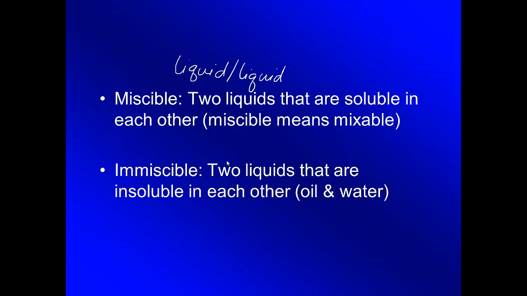Okay, so if it's immiscible, then those are 2 liquids that are insoluble. They do not mix. Oil and water. I think most of you have seen that. If you put oil and water together, you get 2 distinct lines. They do not dissolve in each other. But instead of saying they do not dissolve, we can say technically they are not miscible, or they are immiscible in each other. They do not mix.